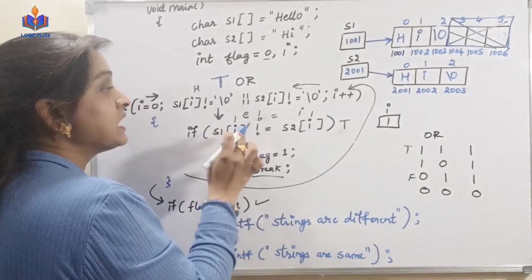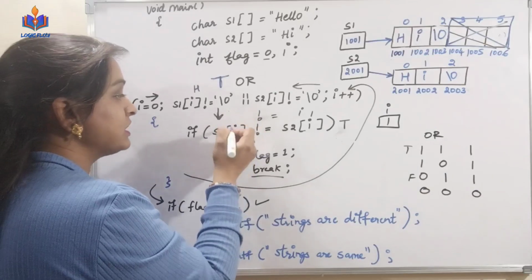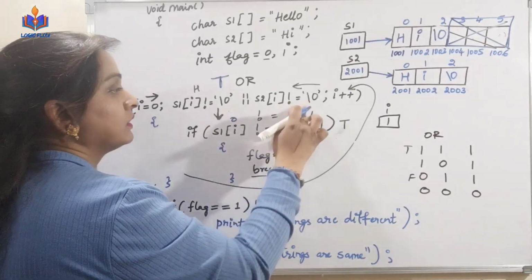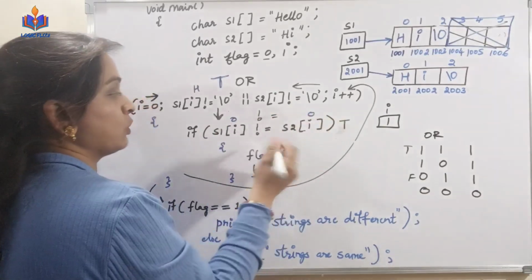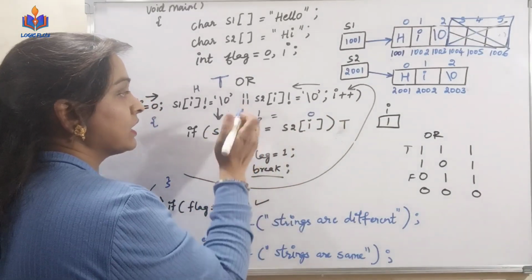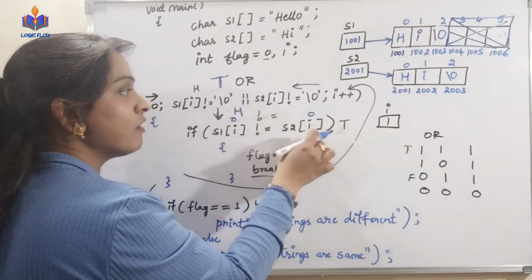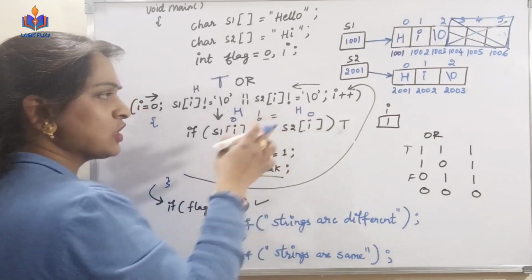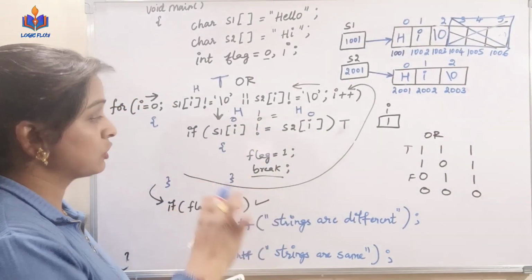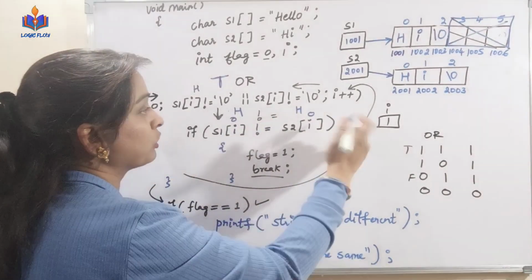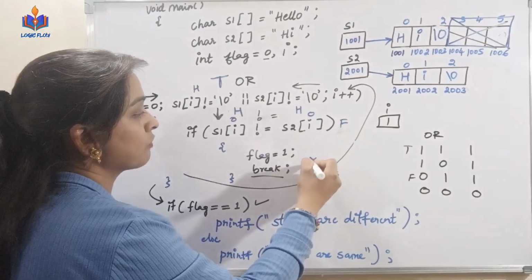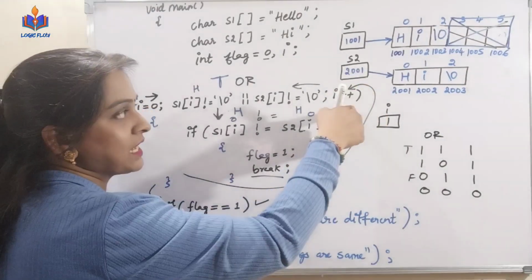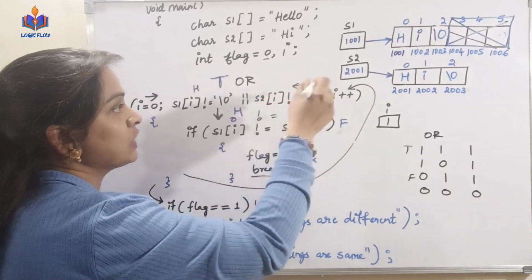I'll check, is that S1 of i? i means it is 0. Then again S2 of i means 0. S1 of i is H. S2 of i is H. H not equal to H? No, it is equal. So this condition is false, so this block will not be executed. Loop progress. i gets incremented. Then again check the condition.